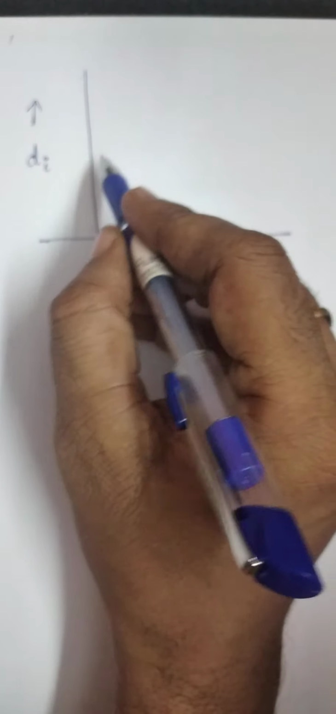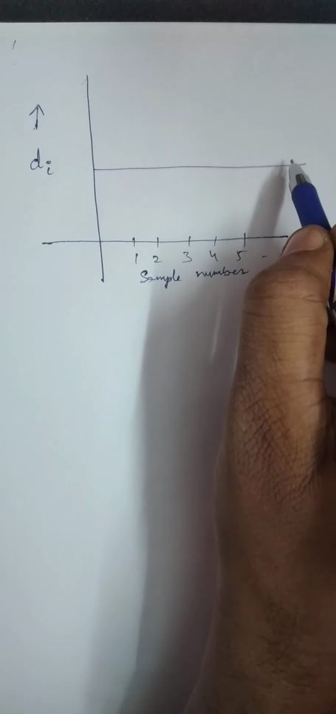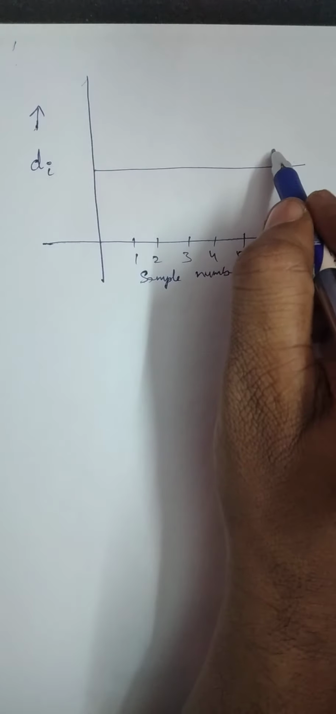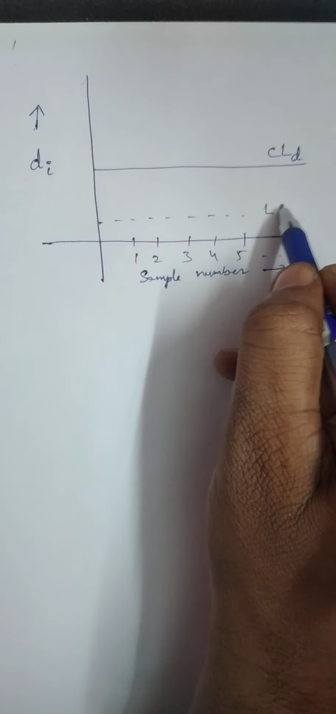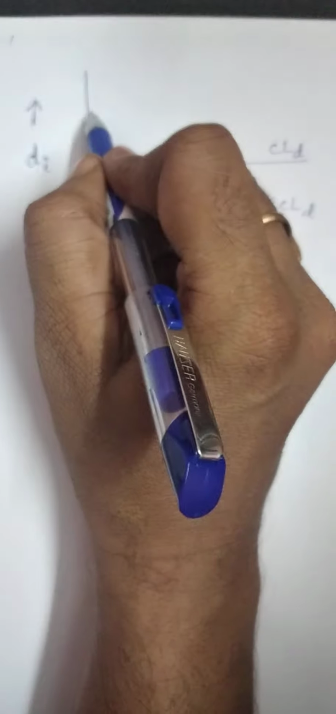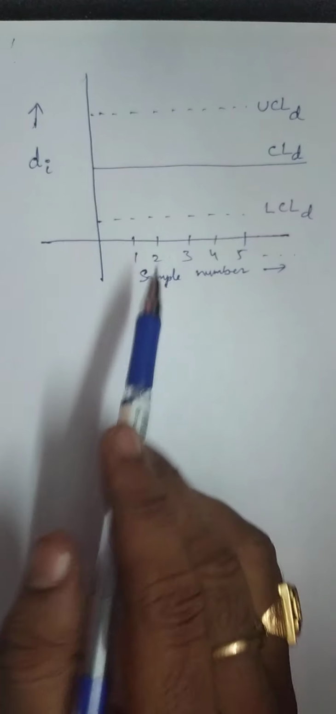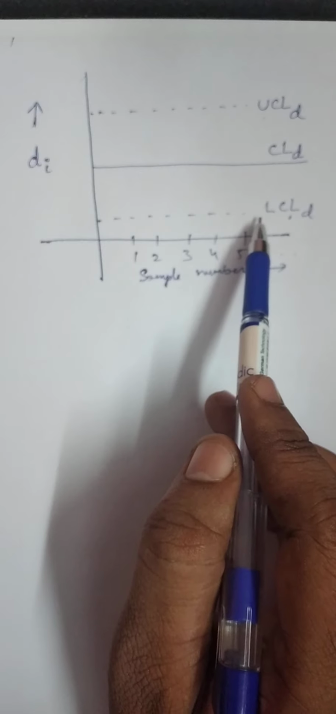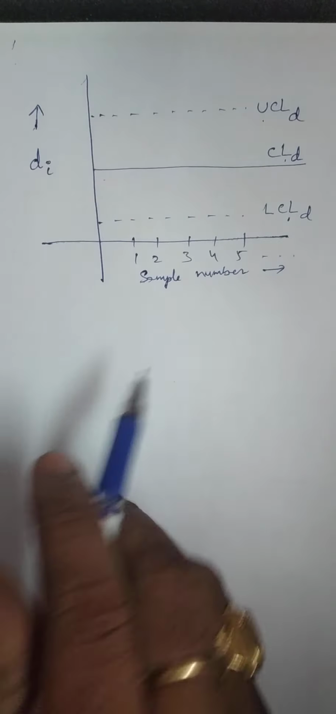Now, we have to calculate CL, UCL and LCL. CL is going to be drawn as a bold horizontal line, and LCL and UCL are to be drawn as dotted horizontal lines, at the respective computed values.